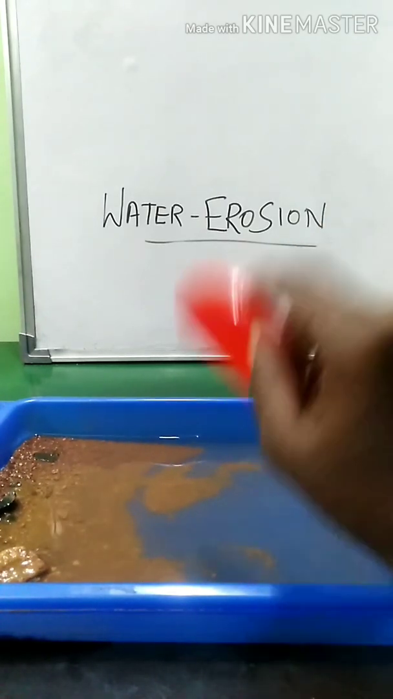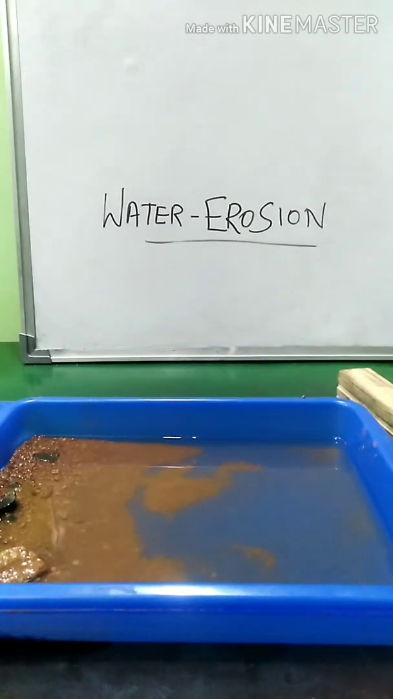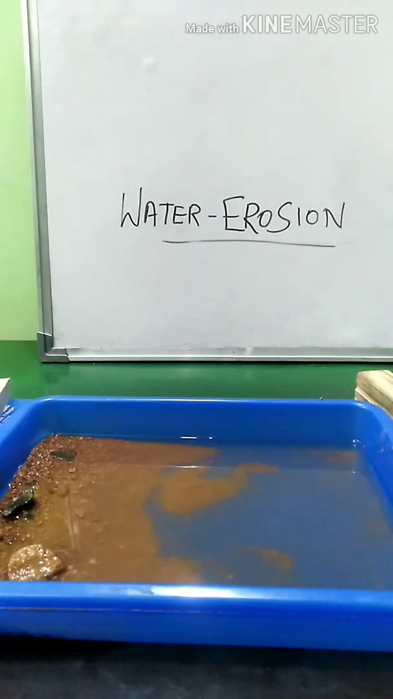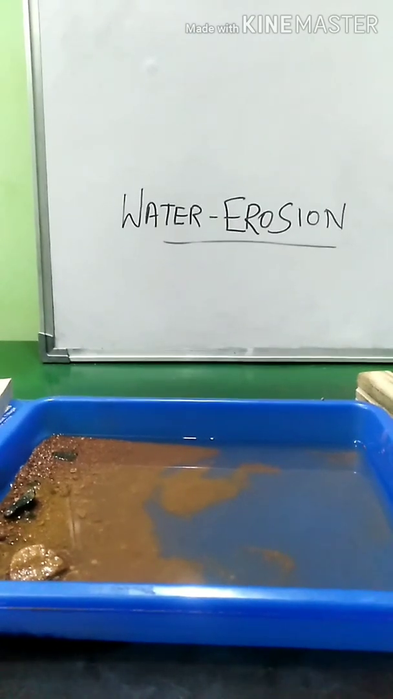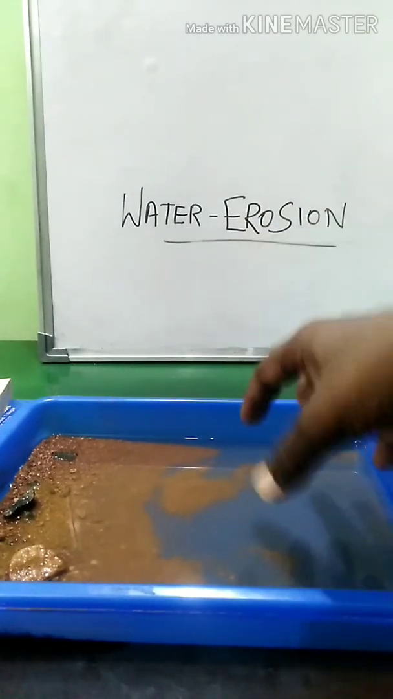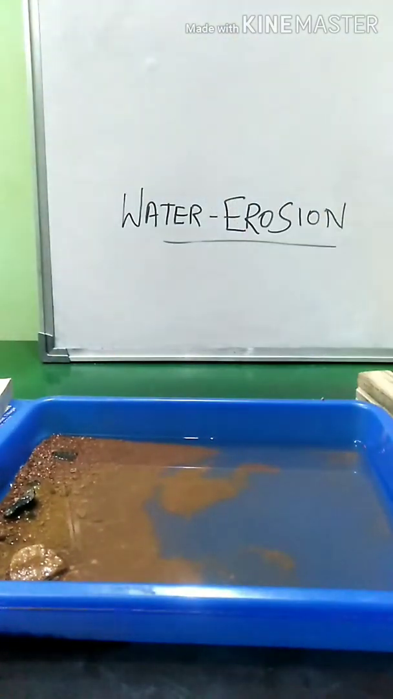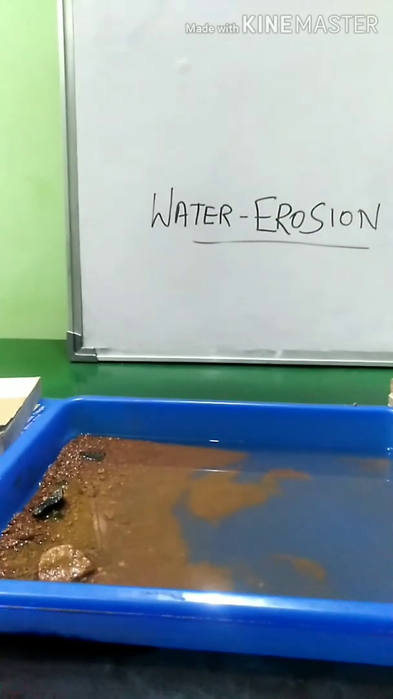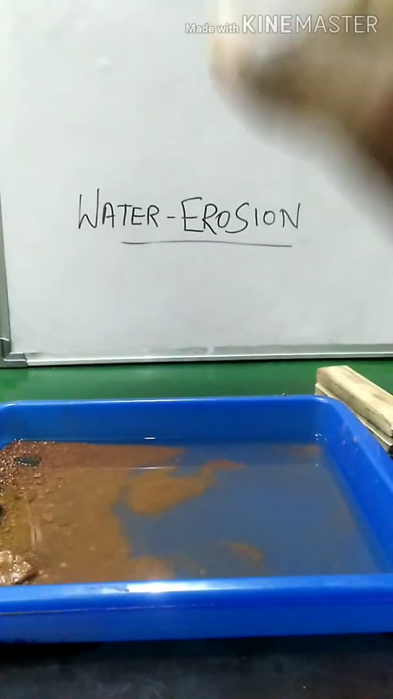So you can see the amount of soil which is eroded from here to here. If you compare and contrast the beginning and end of this video, you can easily understand the concept of soil erosion, and the amount of soil that eroded here due to the flowing of water, due to the waves that were created artificially here. You can easily understand.